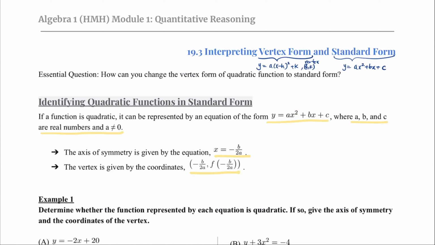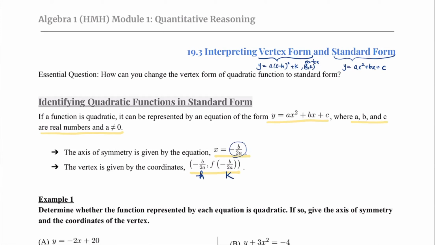Okay. All right, guys. And then what we're going to learn is that the axis of symmetry is given by the equation x equal to negative b over 2a. What that means is that this right here is essentially equal to h of the vertex (h, k) in the vertex form, right? And then the vertex is given by plugging this back into the equation right here. So this represents h, and that is the k.